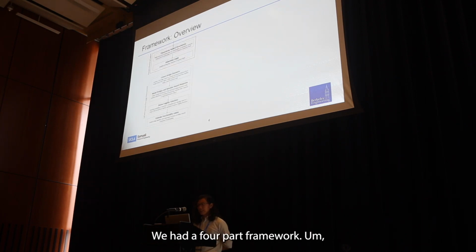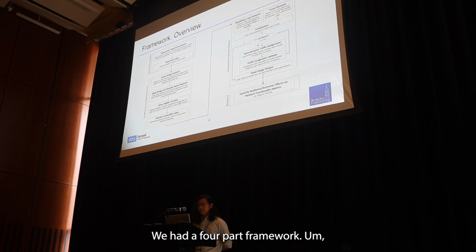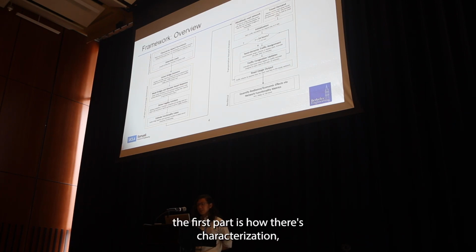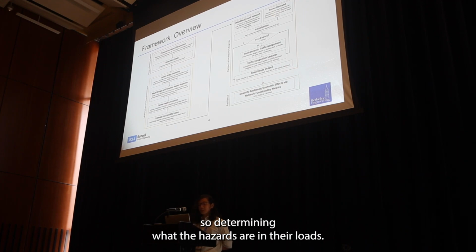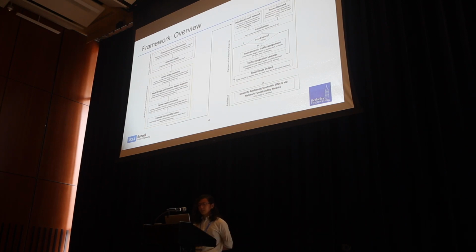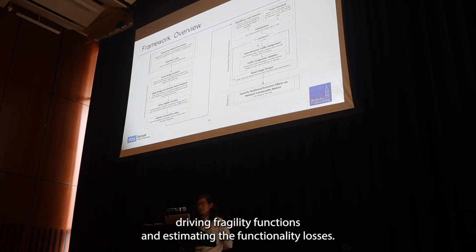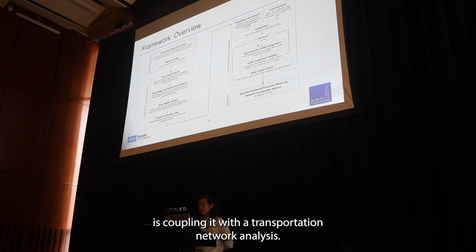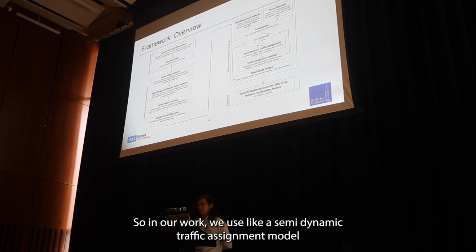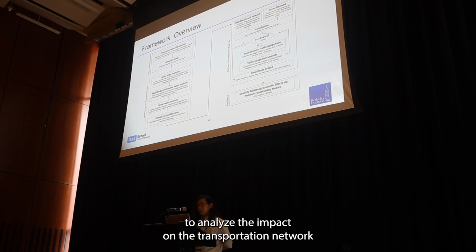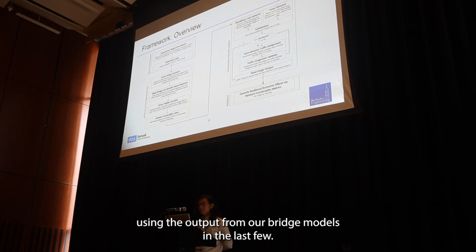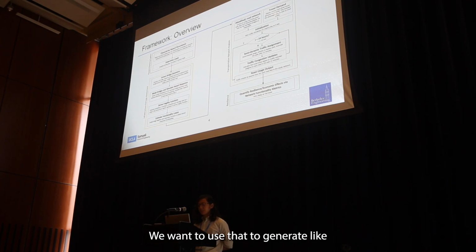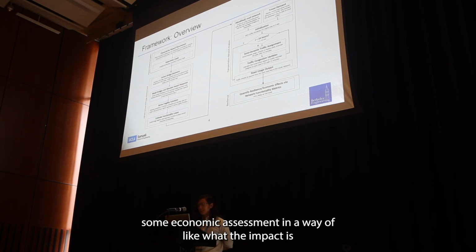This is our framework. We had a 4-part framework. The first part is hazard characterization, determining what the hazards are and their loads. The second part is infrastructure damage assessment. Here we focus on bridges: bridge modeling, deriving fragility functions, and estimating the functionality losses. The third part is coupling it with a transportation network analysis. In our work, we used a semi-dynamic traffic assignment model to analyze the impact on the transportation network using the output from our bridge models. Lastly, we use that to generate an economic assessment of the impact of this earthquake.